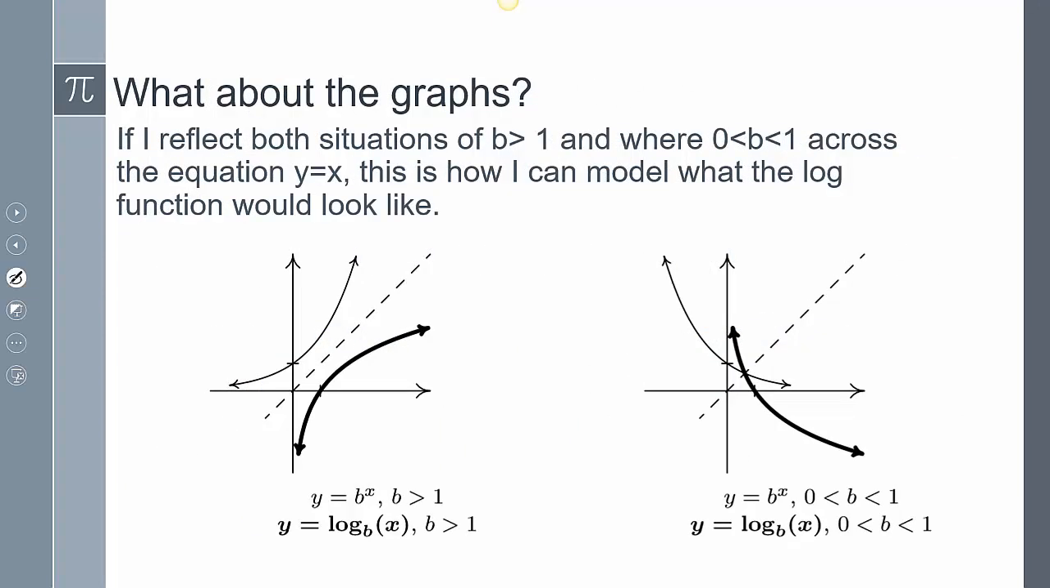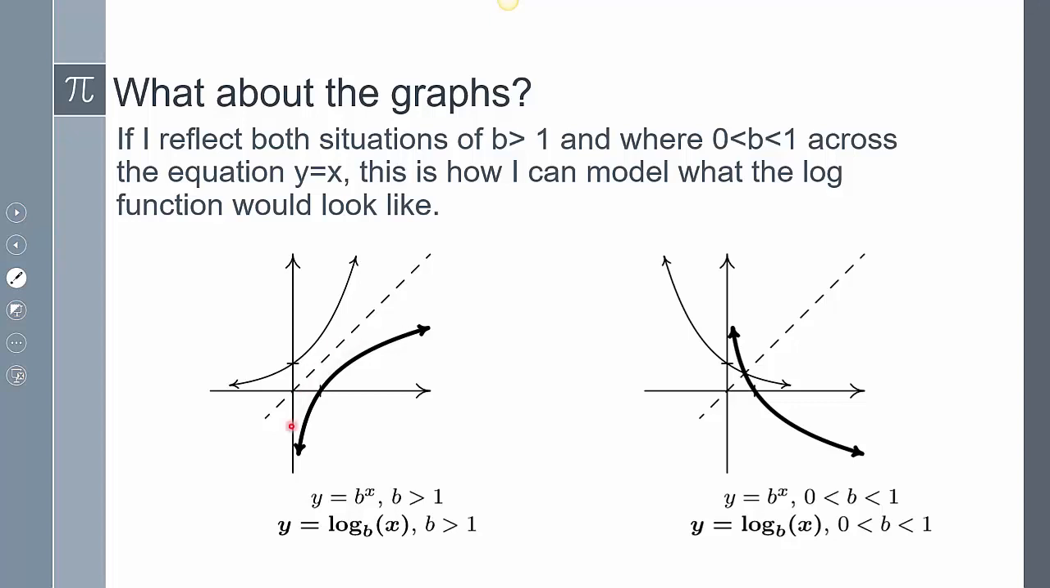Now what about the graphs? What does a log graph look like? Now, if I reflect both situations of b being greater than 1 and b being between 0 and 1 across the equation y equals x, which is what the inverse is, this is how we can actually model or create what our log function is going to look like. So this is y equals b to the x, and this is log base b of x. If my b is between 0 and 1, that's where we get that decreasing looking function. Well, if that gets reflected this way, we get that piece. This gets reflected this way, and that's how we get that piece.